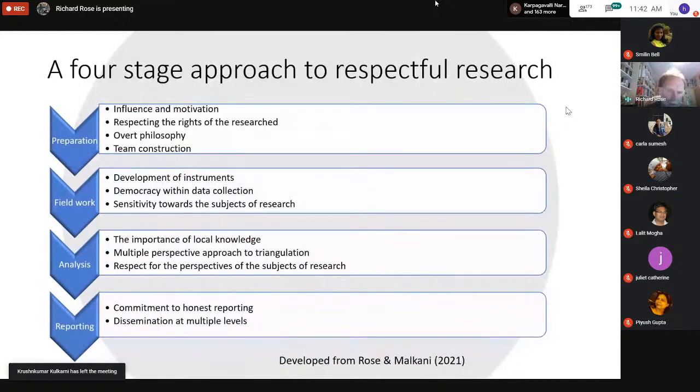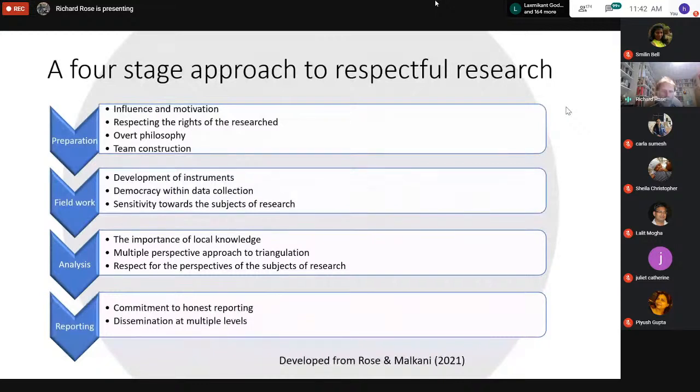Then there's the period of analysis, where we actually are looking at the data that we've collected. We're perhaps coding, we're looking at triangulating our data, and we're looking at interpreting what we found out. And then there's a final stage, which is reporting, which we all obviously have to do. This is an area that concerns me greatly, actually.